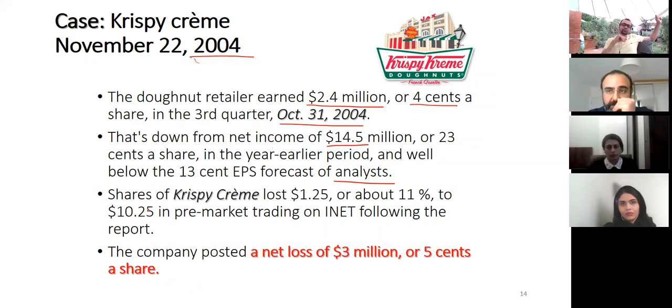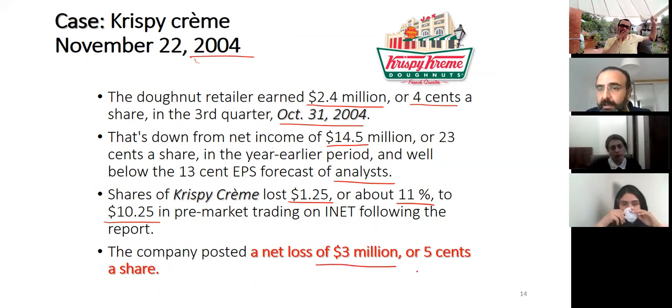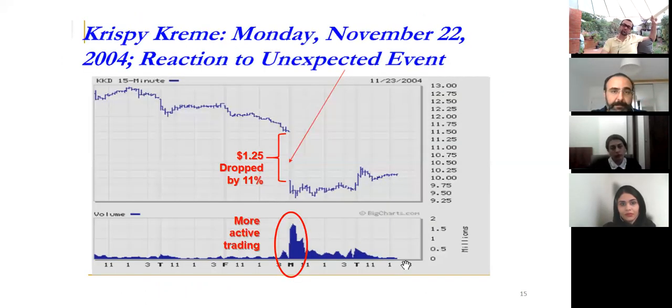When we look at the share price, the share price should reflect all of these. And what we have seen is the company lost $1.25 per share, which is about 11%, went down to 10.25 in pre-market trading in INET following the report. And then, fortunately or unfortunately, the company posted a net loss of 3 million or minus 5 cents a share. So EPS of minus 5 cents. But that's the story. What I want to look at is this one.